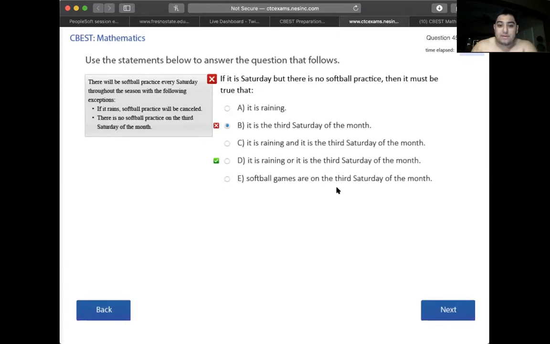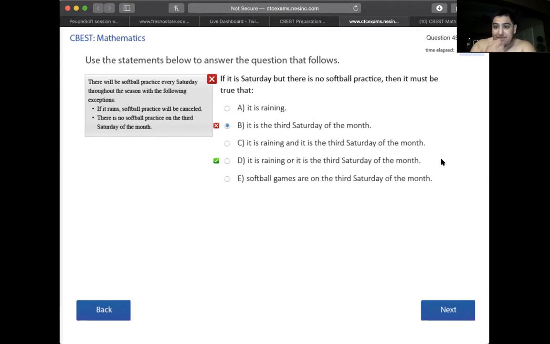And then, softball games are on the third Saturday of the month. That's not right because it doesn't say anything about a softball game. It talks about practice. And it's not raining, because if it was raining, then it would have said it is canceled. This could be right. It is the third Saturday of the month. It is raining and it is the third Saturday of the month.